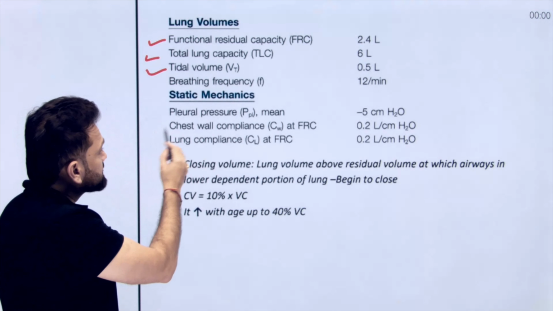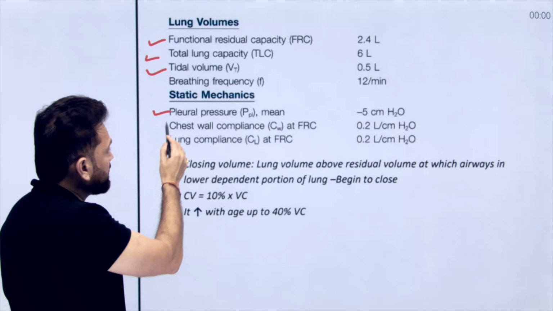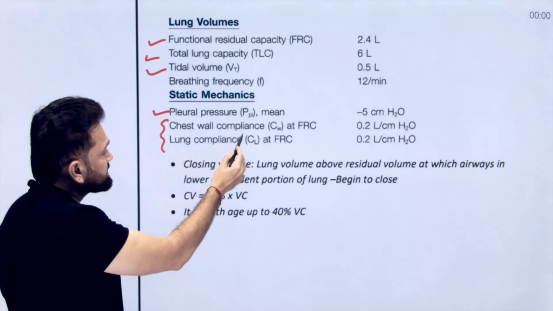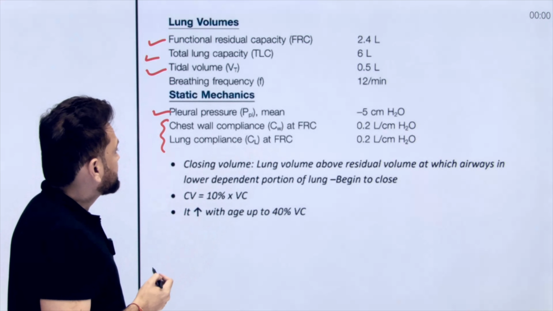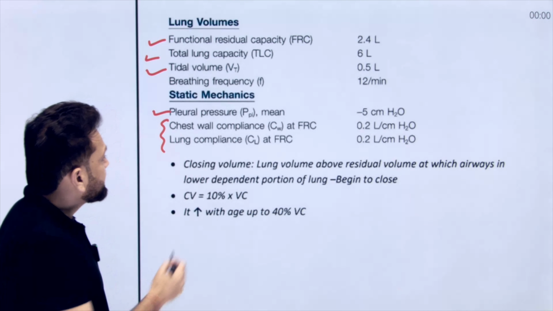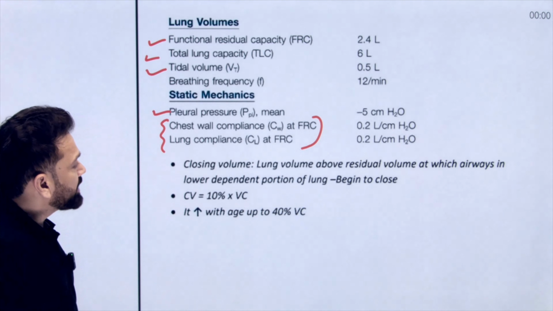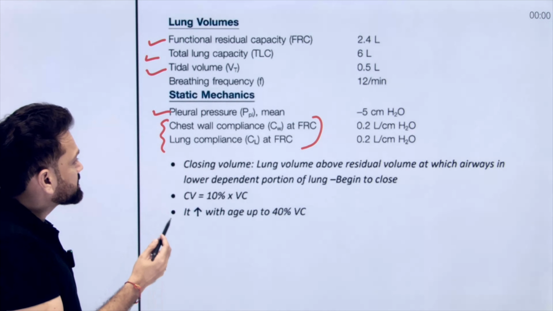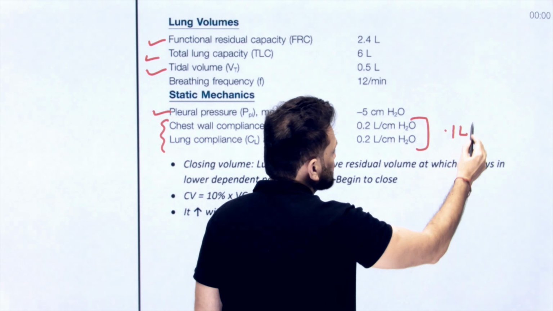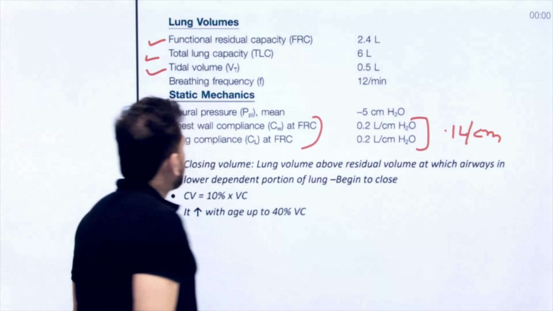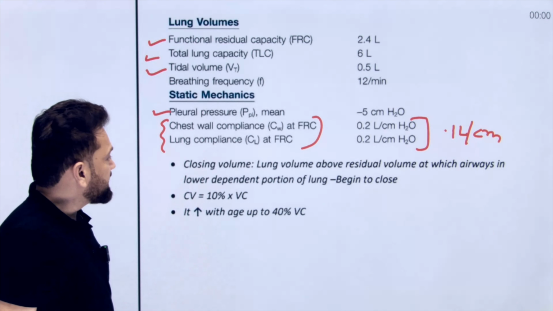Now, one more thing. Sometimes they ask you the partial pressure. It is around -5 centimeter water. This we have discussed already. Chest wall compliance and lung compliance both are 0.2 liter per centimeter at FRC. Is this clear? And when you combine together the total respiratory system, I have told you, it becomes only 0.1 liter per centimeter. So if they ask you the compliance of the total respiratory system, it is 0.1 liter per centimeter of water.